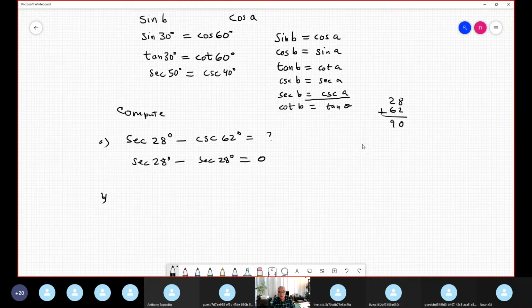Look at that here. The only thing we need is to state the relationship between A and B. See, A and B are complementary. I prove here that 62 and 28 are complementary angles. Therefore, the cosecant 62 is equal to secant 28. And secant 28 cancels out, 0. That is the answer. Make sense?